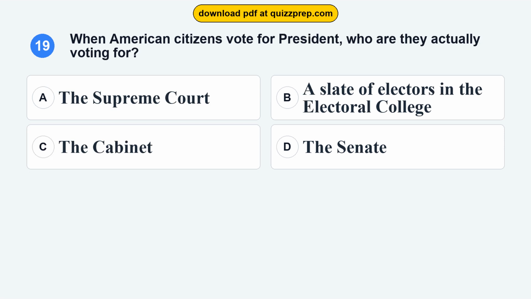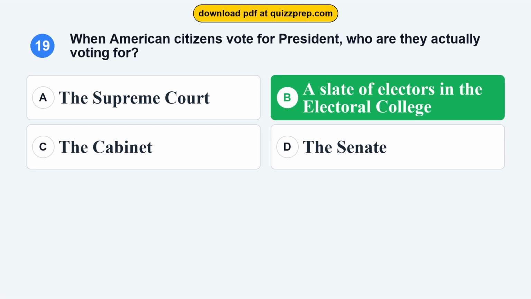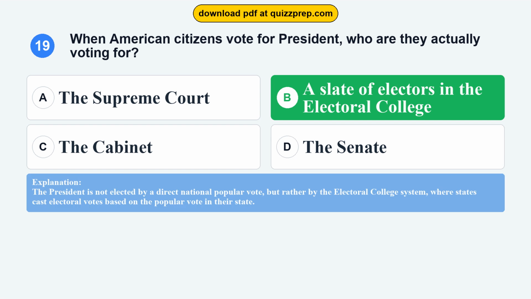Question 19. When American citizens vote for president, who are they actually voting for? Option A. The Supreme Court. Option B. A slate of electors in the Electoral College. Option C. The Cabinet. Option D. The Senate. The correct answer is option B. A slate of electors in the Electoral College. The president is not elected by a direct national popular vote, but rather by the Electoral College system, where states cast electoral votes based on the popular vote in their state.